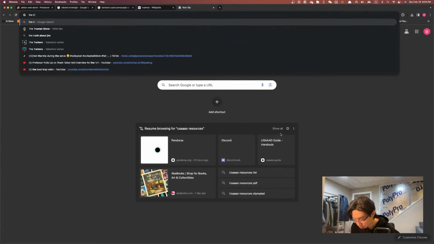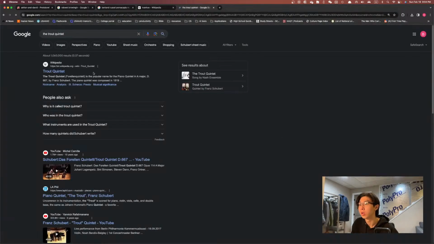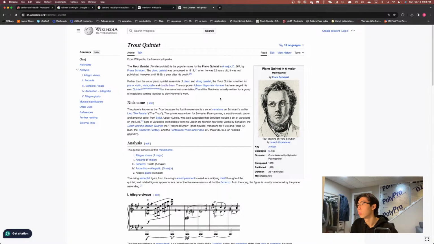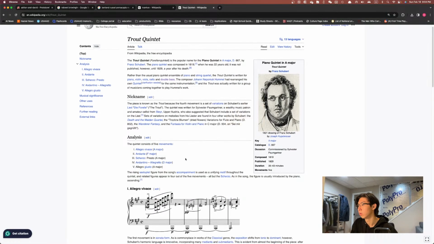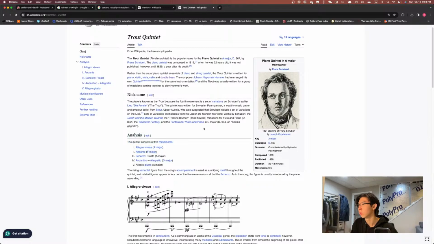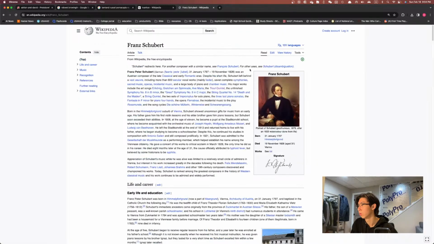The Trout Quintet. Trout Quintet, popular name for the piano quintet in A major, D 667, by Franz Schubert. The piano quintet was composed when he was 22 years old, and is not published until a year after his death. Hold on, so Schubert only lived 29 years old. No, 31 years old. Oh, poor Schubert.